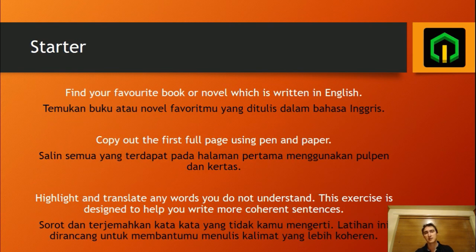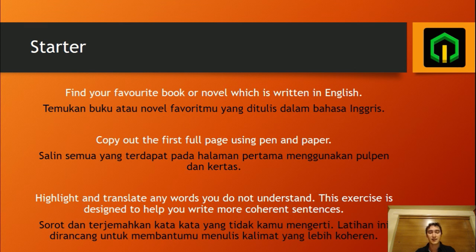So I put this as a starter activity, but you can do it any time. But if you do this exercise daily, it will help you to dramatically improve your levels of written English. Find your favourite book or novel which is written in English. Copy out the first full page using pen and paper.